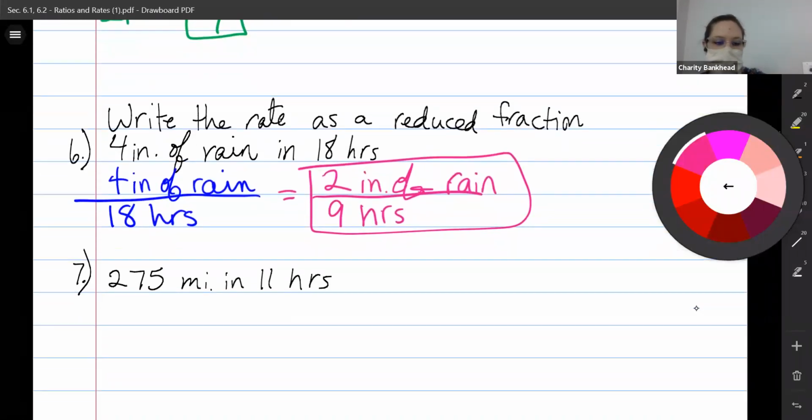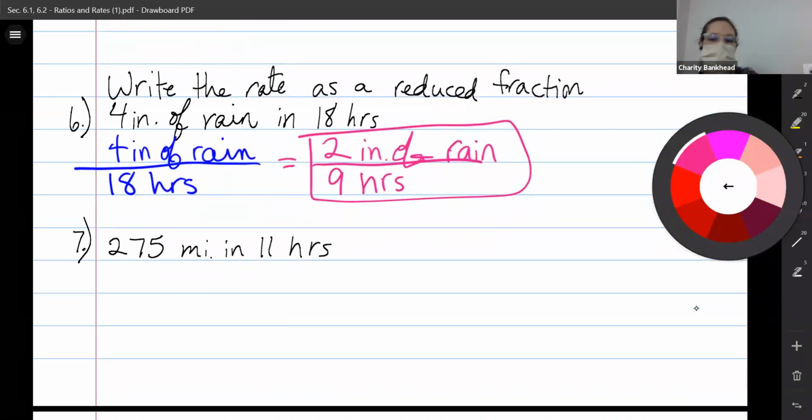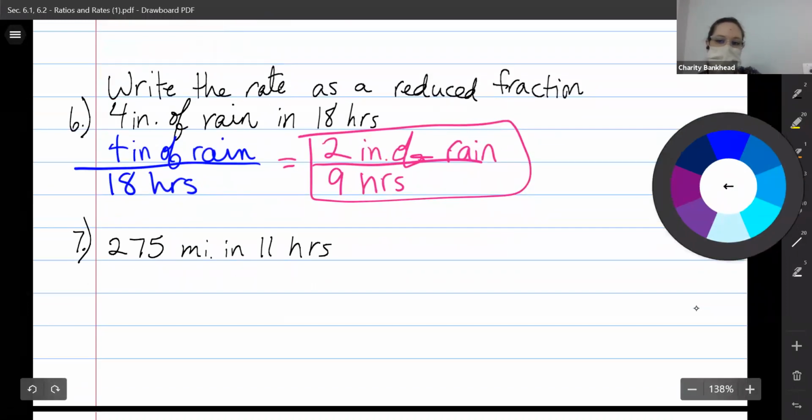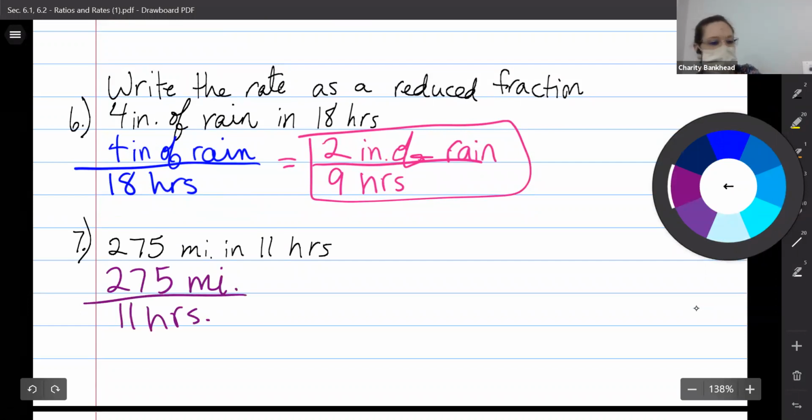And then 275 miles in 11 hours. So 275 miles over 11 hours. So the only way this could be reduced is if 11 goes in evenly to 275. So let's try it out.